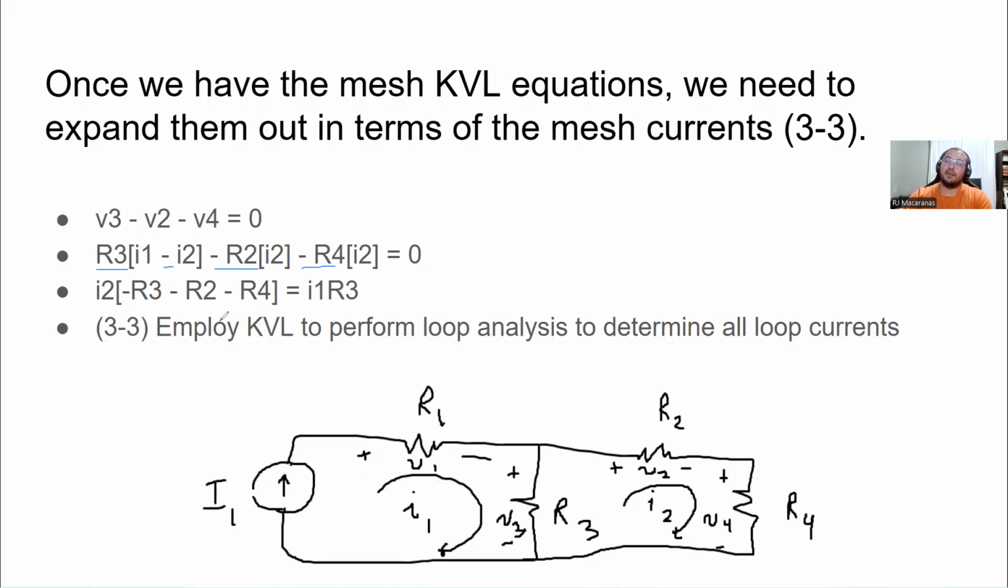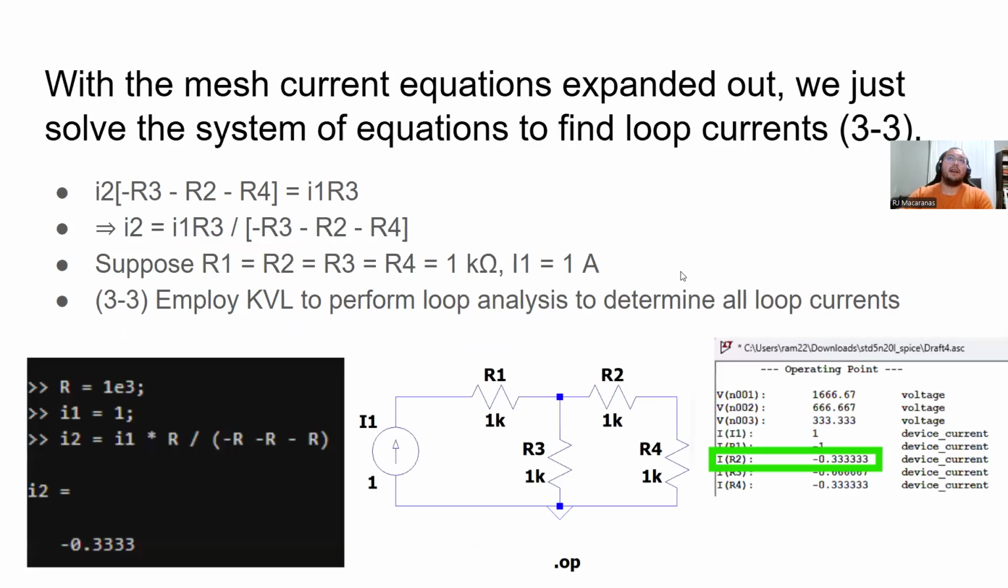This is a much simpler equation to solve, because we know what the mesh current is. We typically know what all the resistances are, so I can pretty easily solve this just by dividing by this term and figure out what I2 is. On the next slide, we've gone and done that.